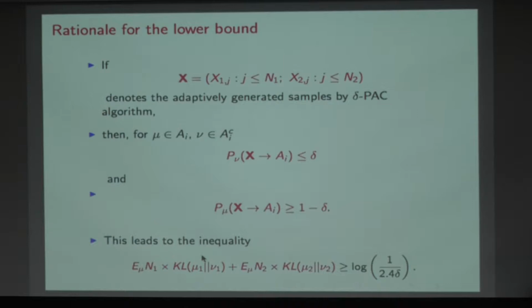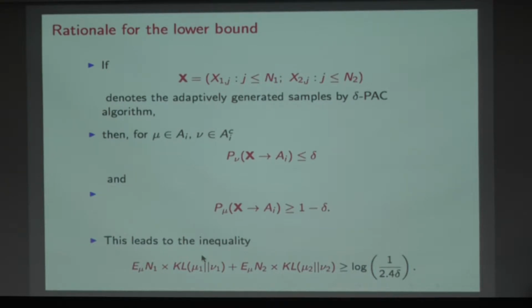Nu belongs to A_i complement. So in that case, saying that x belongs to A_i is making a wrong decision. Hence this probability should be less than or equal to delta, because it's the wrong thing. While in the other case it's the right thing, so the probability should be greater than 1 minus delta. That's exactly what we're going to exploit.